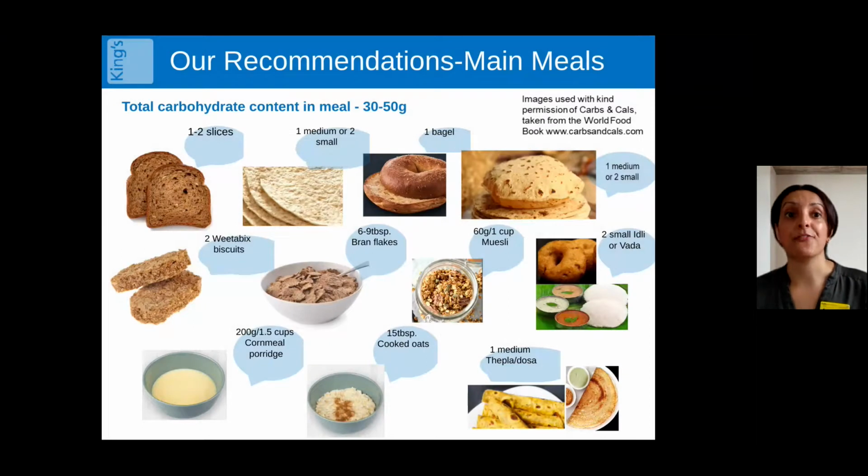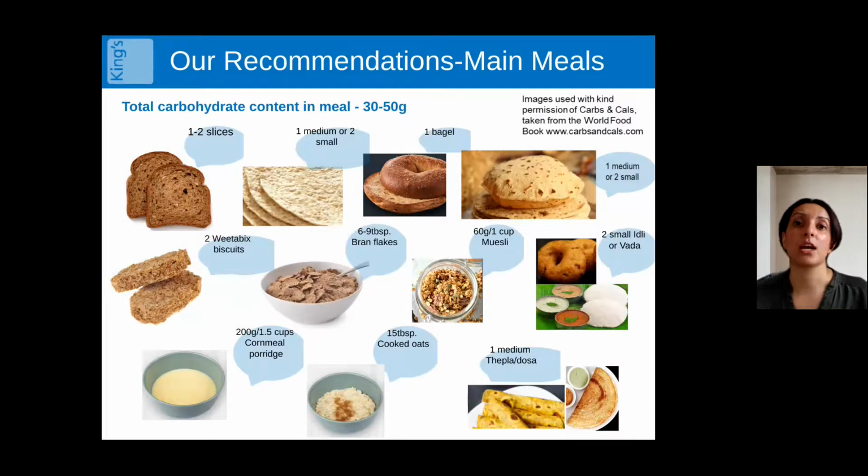So we'll now move on to the specifics around the recommendations. So as I said earlier, it's the carbohydrate foods that we really focus in on. So our recommendations are to include a total carbohydrate content of between 30 to 50 grams per meal. So this is not referring to the weight of the carbohydrate food, but the carbohydrate content, which can be a little confusing. So what I've tried to do over the next few slides is to demonstrate some of the more common carbohydrate foods you might be including as part of your staple diet, and to give you the appropriate portion sizes of these per meal.